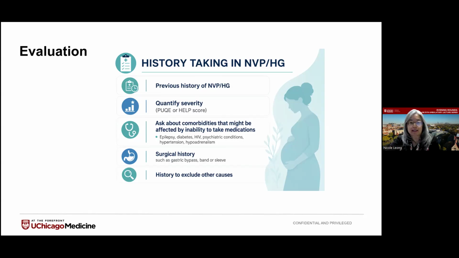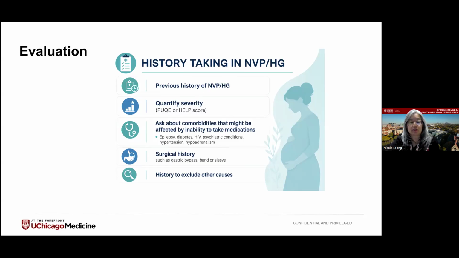So that is not necessarily that you can't take your medication, but if you're not able to eat, but you're giving yourself insulin or you're taking other medications that could make you hypoglycemic or lead to diabetic ketoacidosis, this is very important. And then hypoadrenalism, if you're taking steroids, that is also something that we need to be aware of.